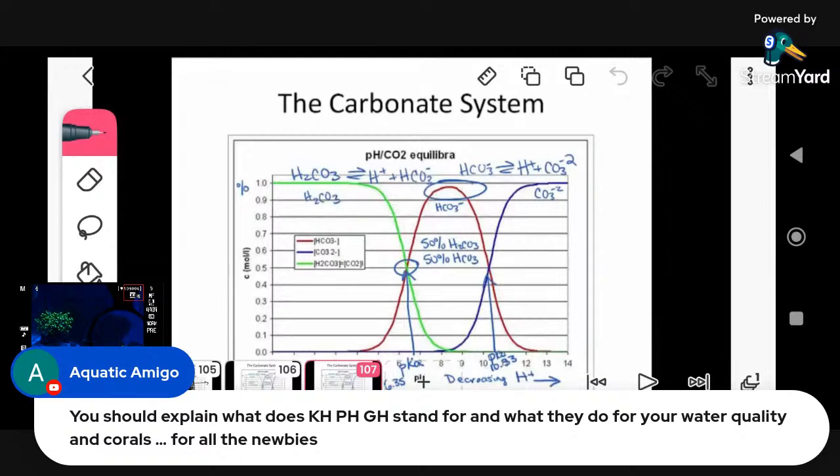What is KH? Carbonate hardness. DKH. I always forget what all the units stand for. Wait, what does KH stand for again, guys? Does that stand for carbonic hardness? No, that's DKH, right? Well, anyways, let me explain the pH scale.